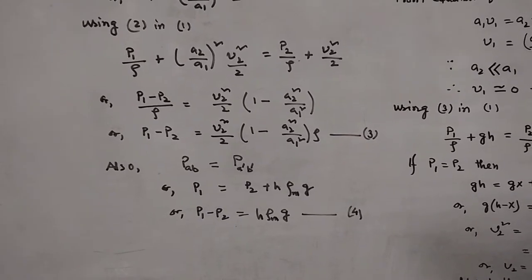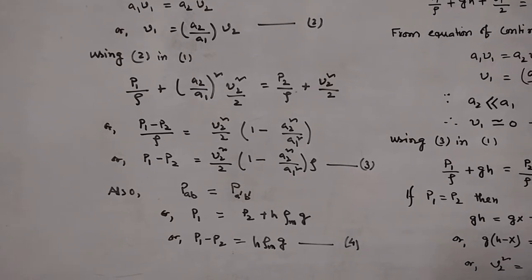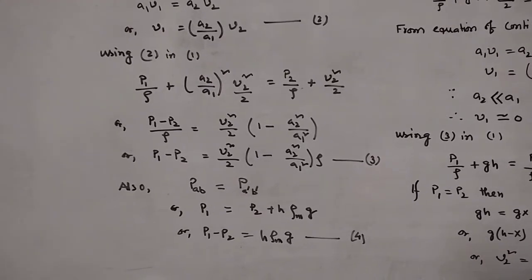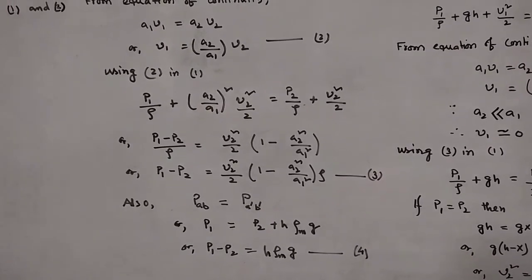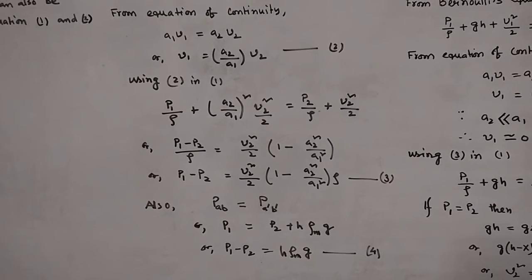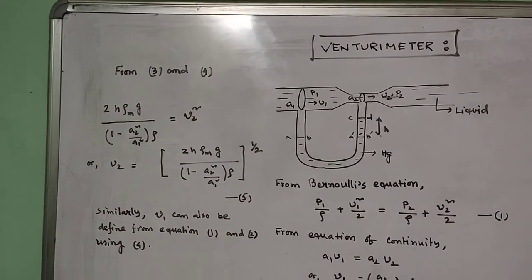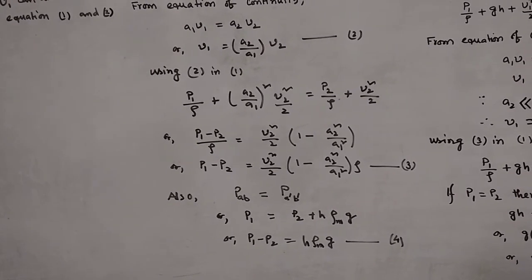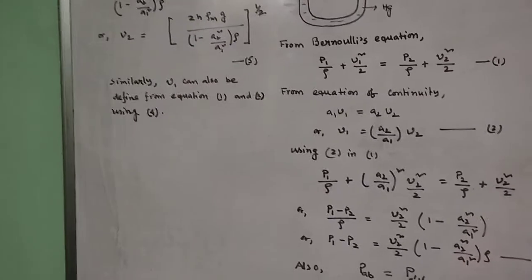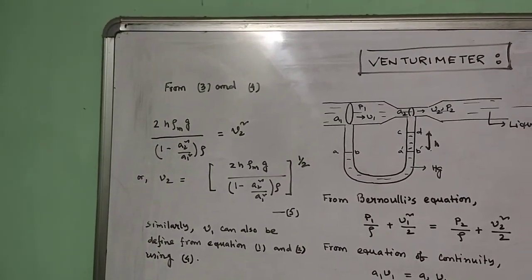Rho m is nothing but the density of the mercury. So you have two liquids: one has density rho, another has density rho suffix m. Rho is the general density for the general liquid and rho m is the density of the mercury. So P1 minus P2 equals h rho m g. Now we will use 3 and 4 and try to find V2. So P1 minus P2 you can write as h rho m g, and you can simplify by multiplying by 2 to get 2h rho m g divided by 1 minus A2 square by A1 square within brackets, times rho.